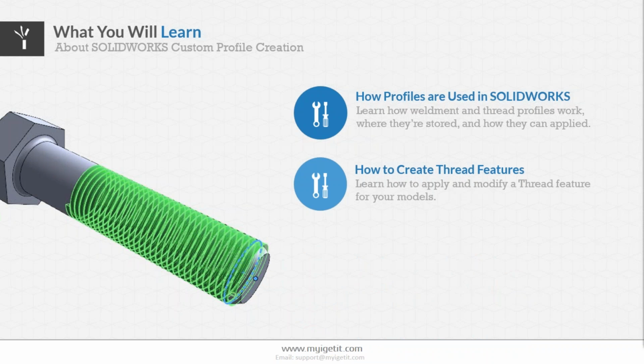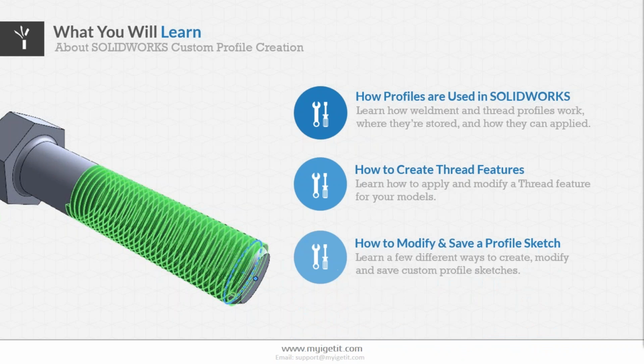How to create thread features. Like I said, we're going to go over that briefly. I'll just show an example and go through some of the options so you guys are familiar with thread features if you haven't used them before. And how to modify and save a profile sketch. Basically, you have to save these profile sketches as library features instead of regular part documents. So there's a special little technique for that we'll cover a few times just so we make sure we got it down.